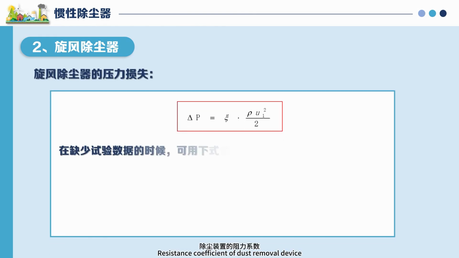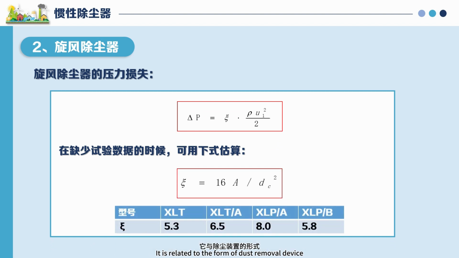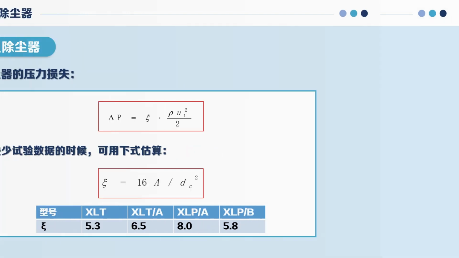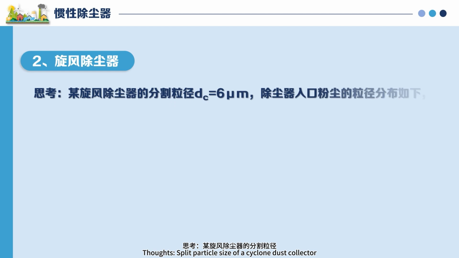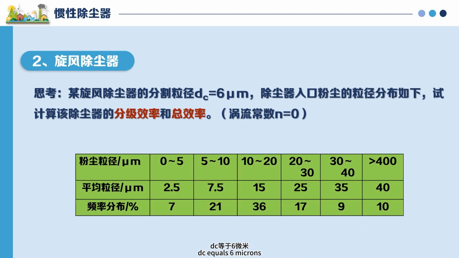Resistance coefficient of dust removal device. It is related to the form of the dust removal device. The size is related to the movement state of smoke. By this formula, the pressure loss of cyclone dust collector can be calculated. Thoughts: the split particle size of a cyclone dust collector is PC equals 6 microns. The particle size distribution of dust at the inlet of the dust collector is as follows. Try to calculate the classification efficiency and total efficiency of the dust collector.